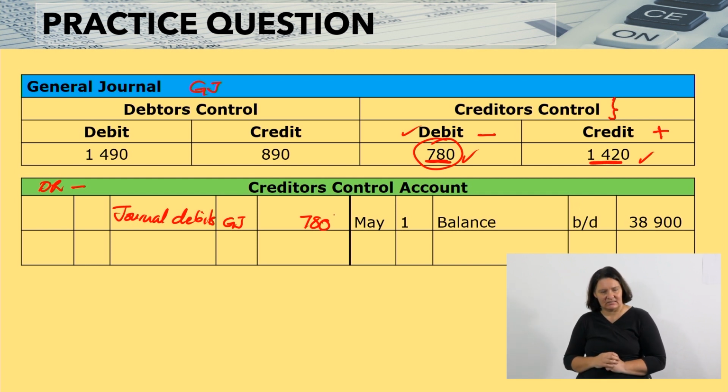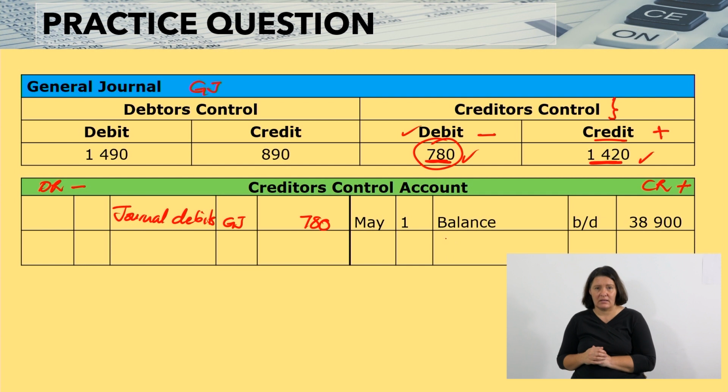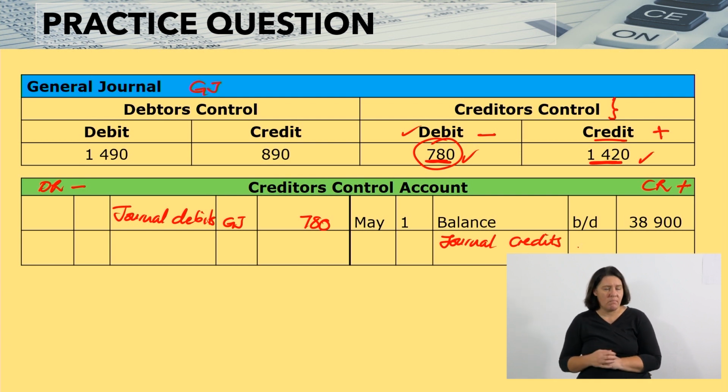1,420. The question is, do I debit my creditors control or do I credit my creditors control? On which side is it in the general journal under creditors control? It is on the credit side. That means I should come as well to my credit side where my creditors control account increases. And I will say journal credits. So here I have my journal credits. And from which journal is it coming? From the GJ. How much are we talking about? 1,420.